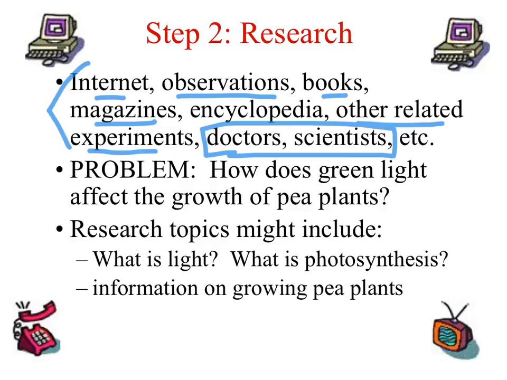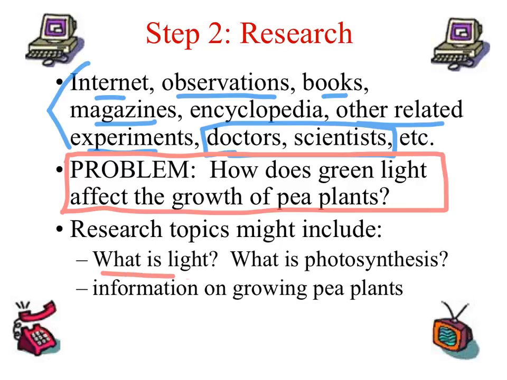So let's pretend that this is our problem once again. How does green light affect the growth of pea plants? What would I need to research? Well, I need to know what light is because I'm going to be using a different color light. So what exactly is light? And I might have to research a physics book for that. I need to know what photosynthesis is. That has to do with plant growth. I've heard that word, but what exactly is it?